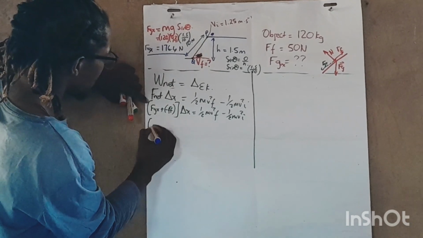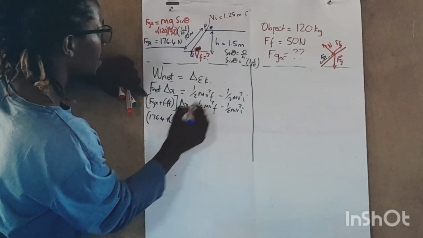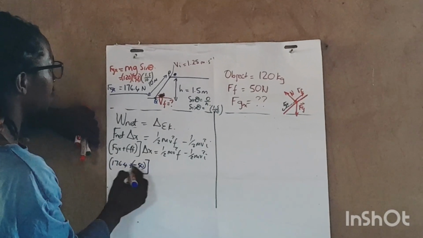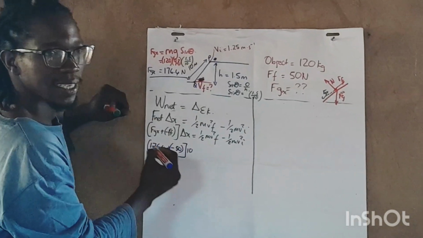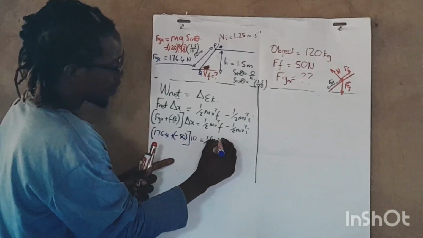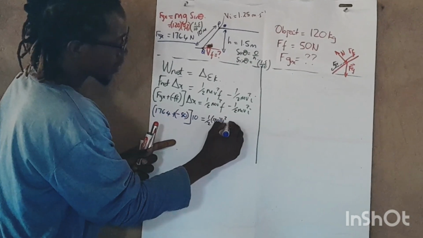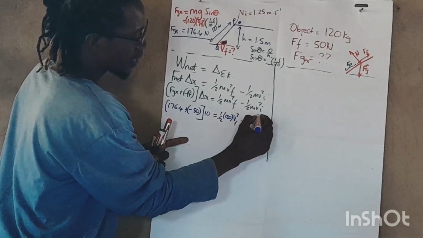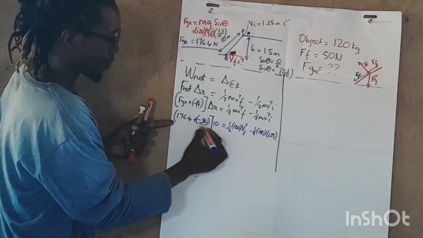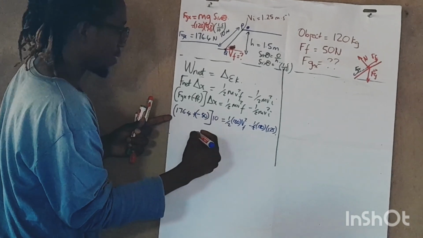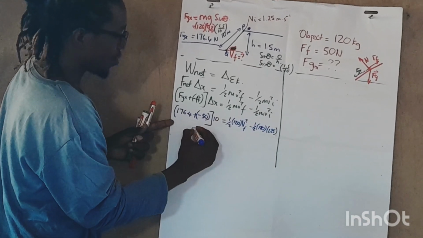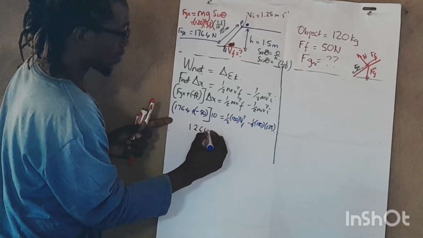So here we're going to say 176.4 minus the frictional force, which is 50, and then the change in x is 10 meters, right? This distance is 10 meters. It will be equal to half the mass 120 times velocity final, which you are looking for, minus half of 120 times velocity initial 1.25 squared. Inside this bracket, 176.4 minus 50 is 126.4, times 10 gives us 1264.